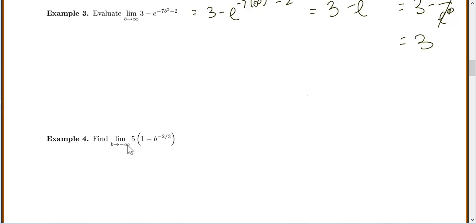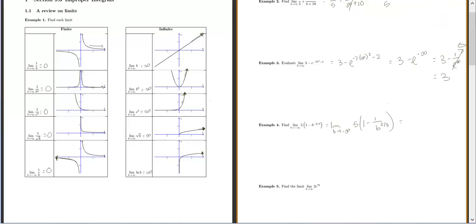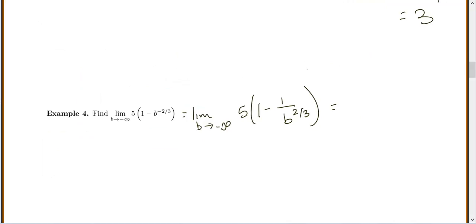And example 4, find the limit as b goes towards negative infinity of 5 times 1 minus b to the negative 2/3. Let's rewrite this. Before I even plug it in, I'm going to rewrite it. This is 5 times 1 minus that b to the negative 2/3, I'm going to write as 1 over b to the 2/3. It just makes it a little bit more obvious now. Okay. Now let's go ahead and plug in our negative infinity. So this is going to be 5 times 1 minus 1 over negative infinity to the 2/3.